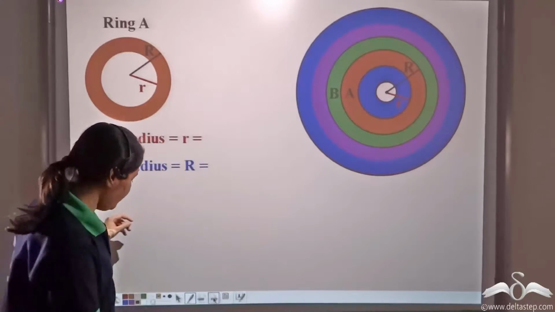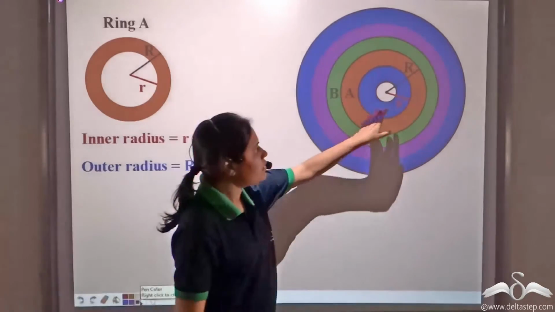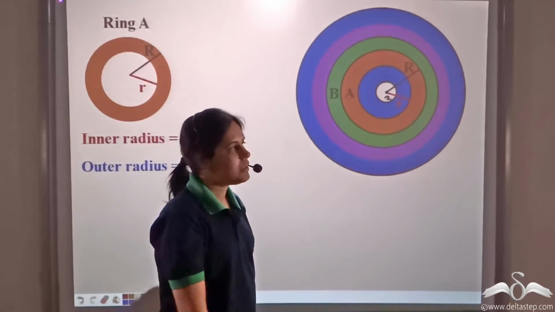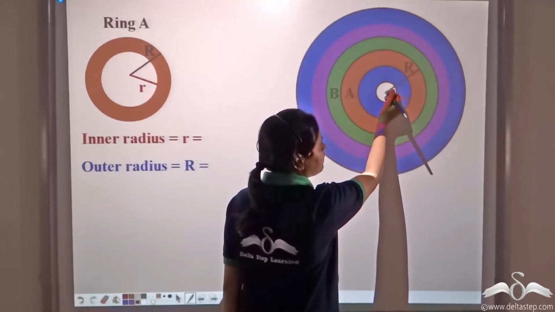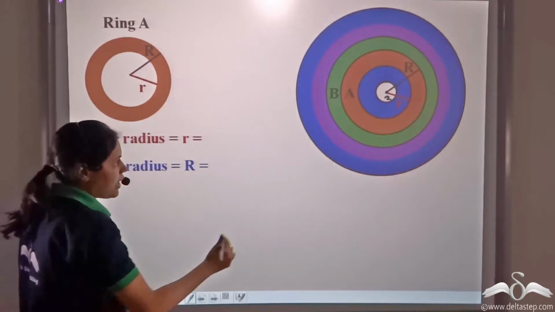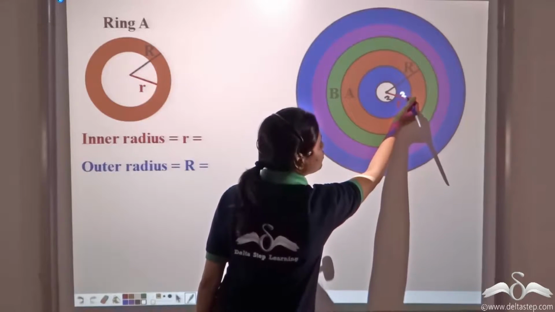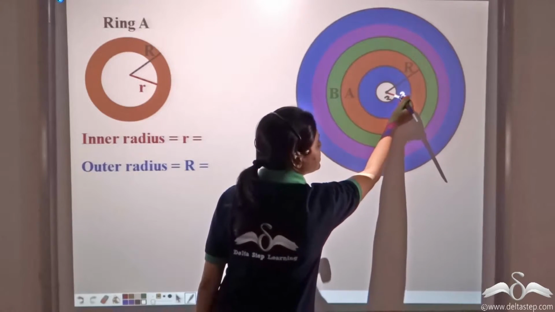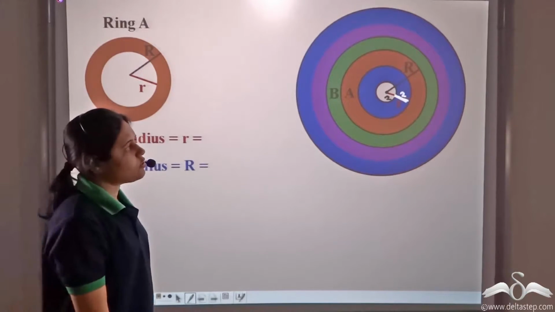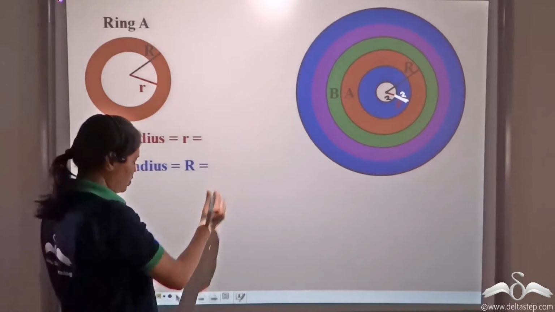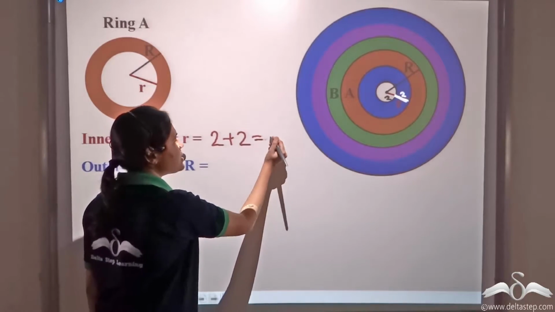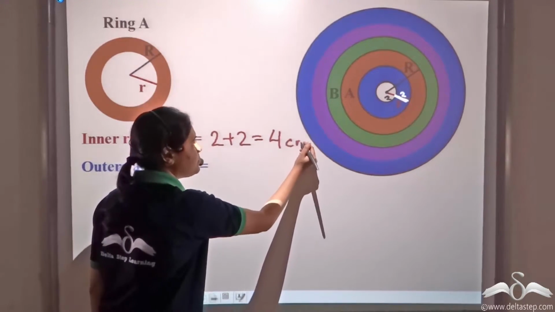Now for ring A, this part is 2 centimeter, which is the radius of the innermost circle, and this part is also 2 centimeter because the distance between any two circles is 2 centimeter. So the inner radius is equal to 2 plus 2, which is equal to 4 centimeter.